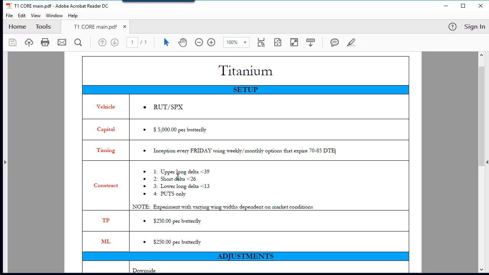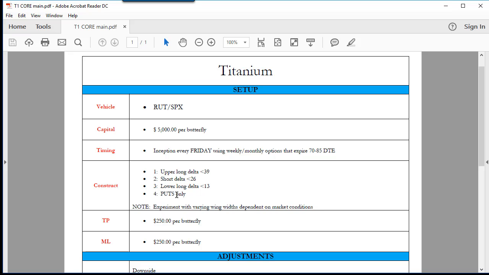But here's the construct. The upper long strike will have a delta no greater than 39, so 39 or less. The short strike will have a delta less than 26. Again, these are not absolute values. It can be 26.5, it can be 39.1. I definitely want to keep it as close to 39 as possible, as well as 26 and 13. But these are the delta values that I use to set up the trade at the beginning.